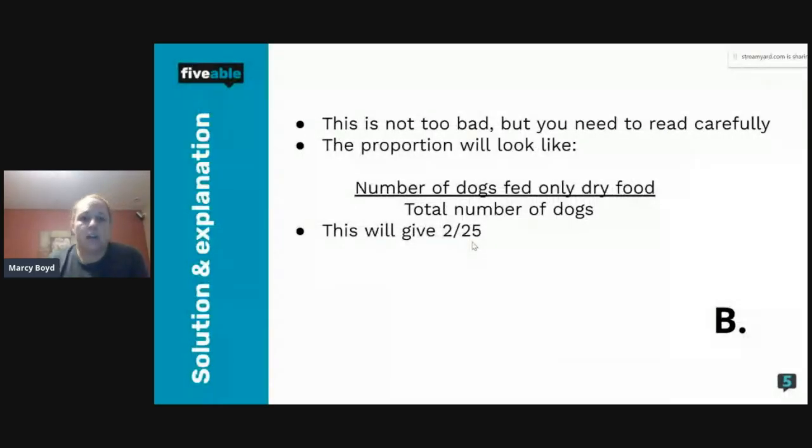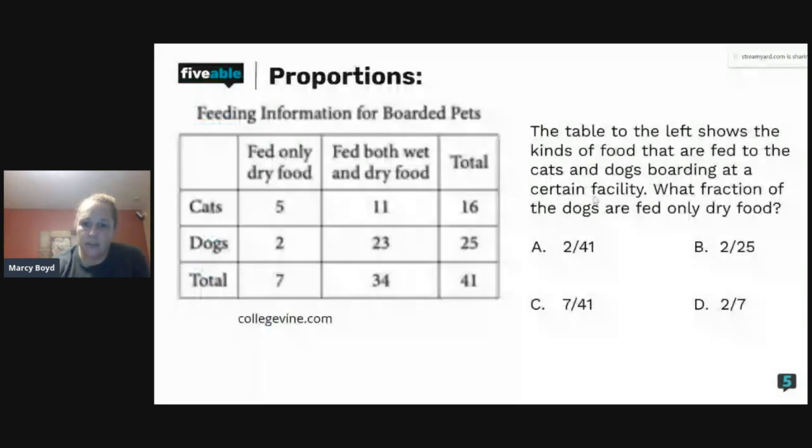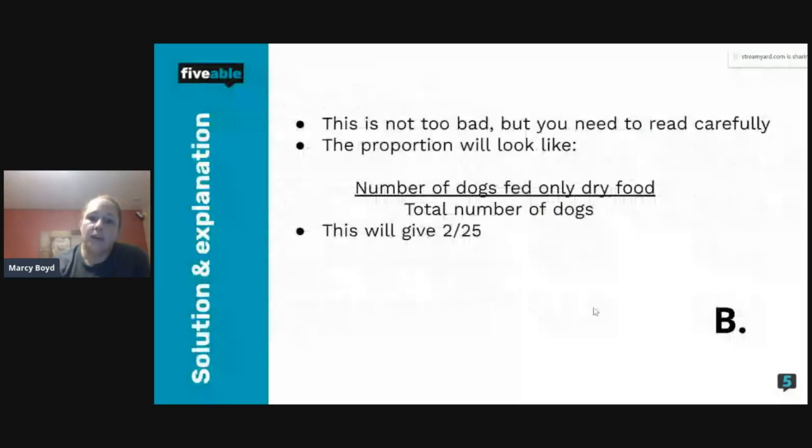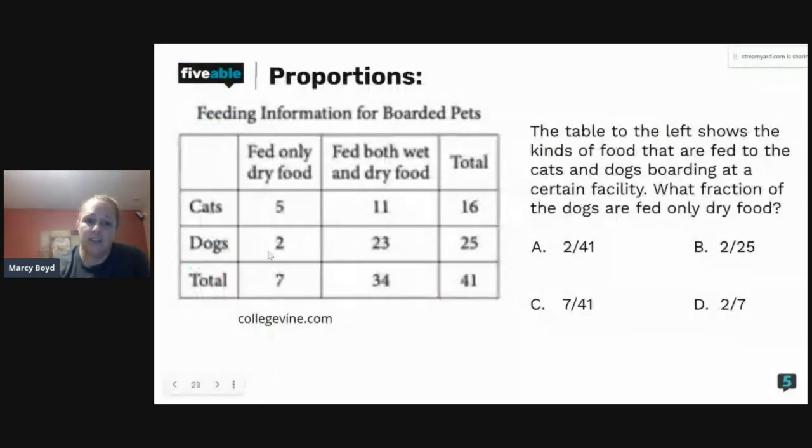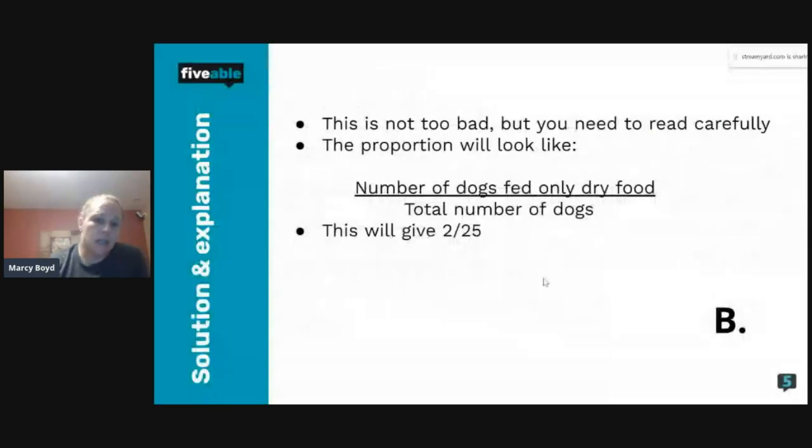We're going to kind of talk about this as a ratio. Number of dogs fed only dry food, which we all agreed was 2. That's why we knocked out choice C, right? Over the total number of dogs. And that's where the should I go with 7 or 25? I'm looking at dogs. Their total is 25. So that's where we went with B instead.